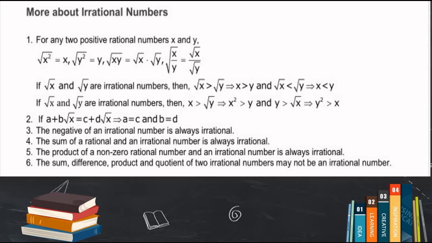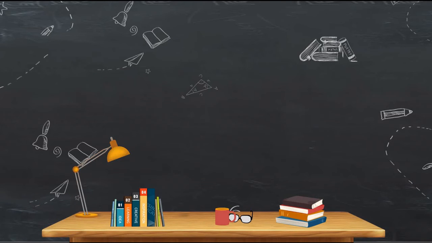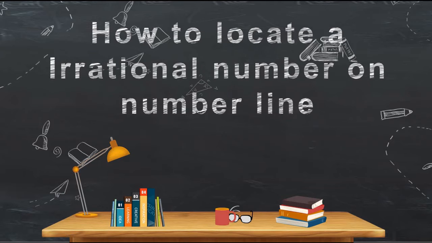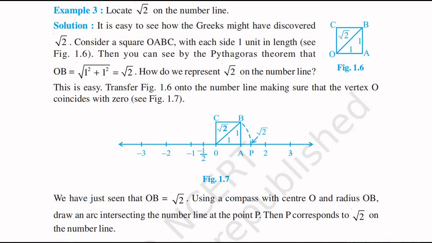The sixth point is the sum, difference, product and quotient of two irrational numbers may not be an irrational number. I hope that you have understood about irrational numbers. So now let's see how to locate an irrational number on the number line. If we see the first question: locate root 2 on the number line.